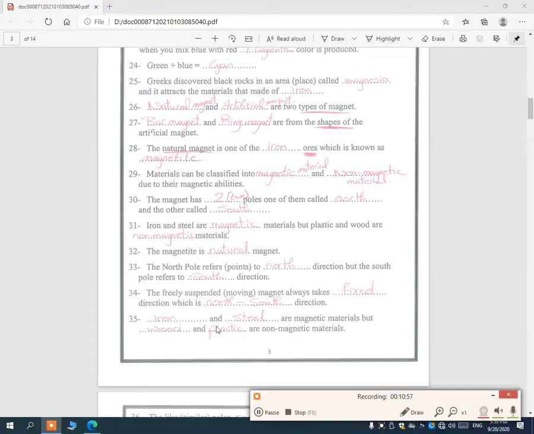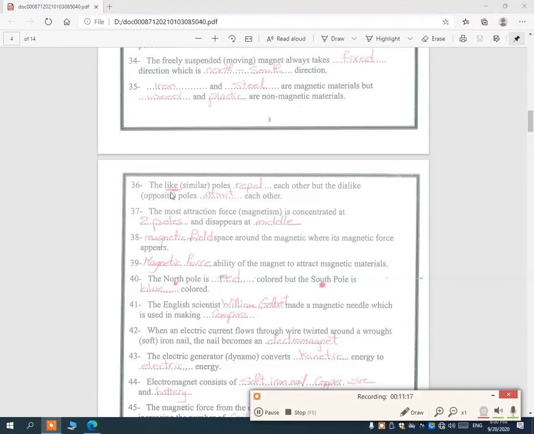35. Dots and dots are magnetic materials, but dots and dots are non-magnetic materials. Write any example which is magnetic and any example which is non-magnetic. For example, iron and steel are magnetic materials, but wood and plastic are non-magnetic materials.